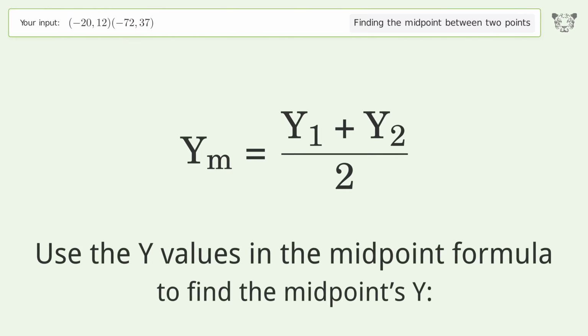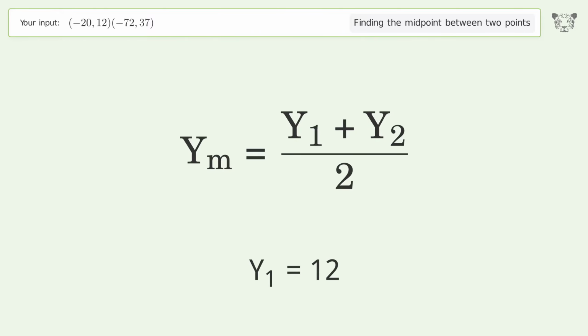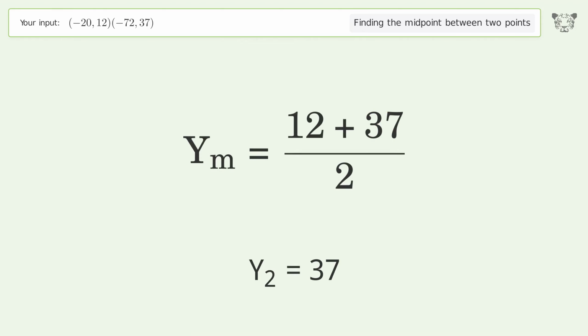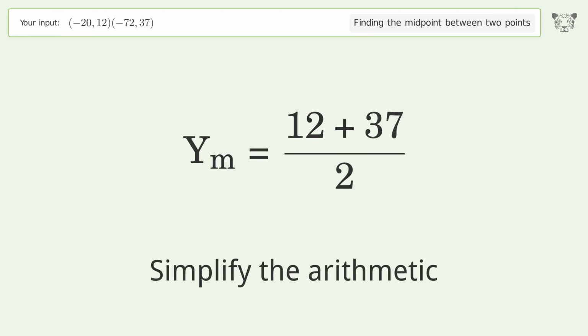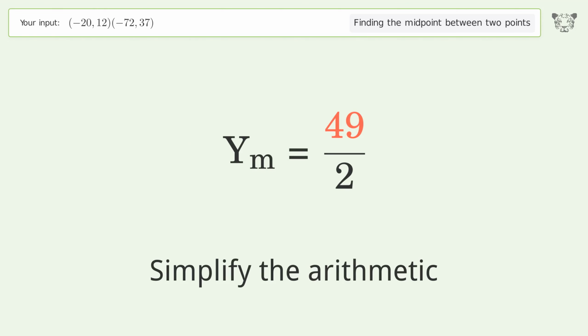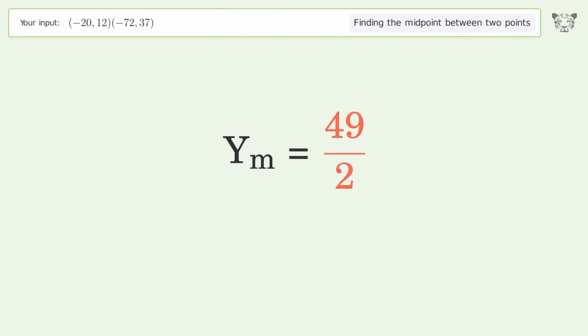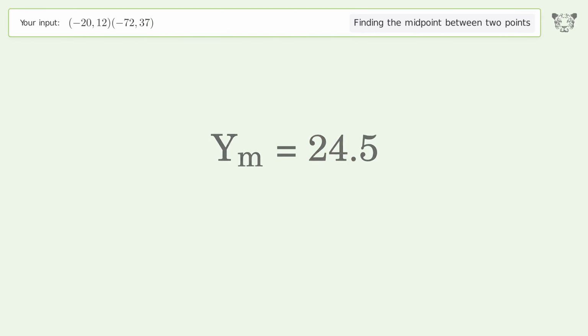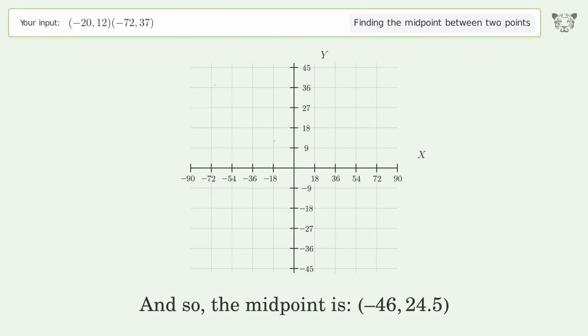Use the y values in the midpoint formula to find the midpoint's y. y1 equals 12. y2 equals 37. Simplify the arithmetic. And so, the midpoint is negative 46, 24.5.